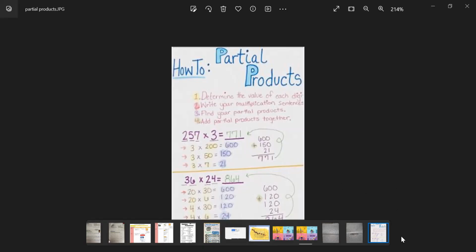In fourth grade, they must be able to multiply up to 4-digit numbers and a 2-digit by 2-digit number.